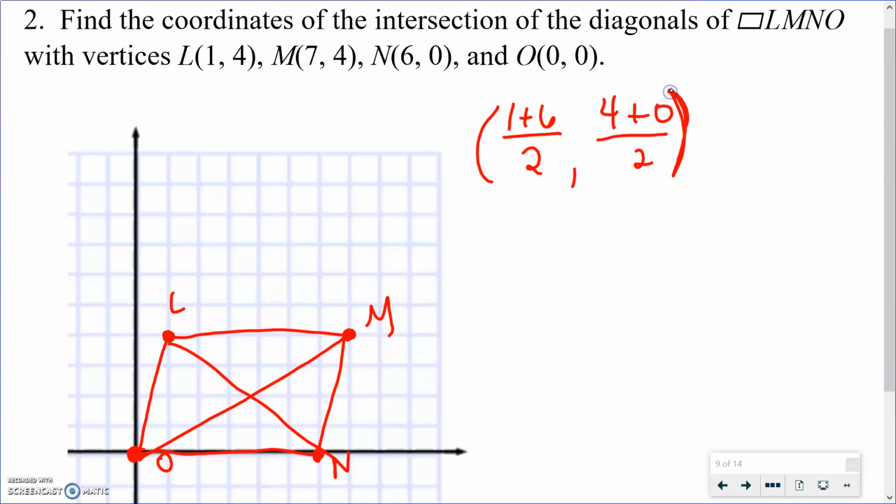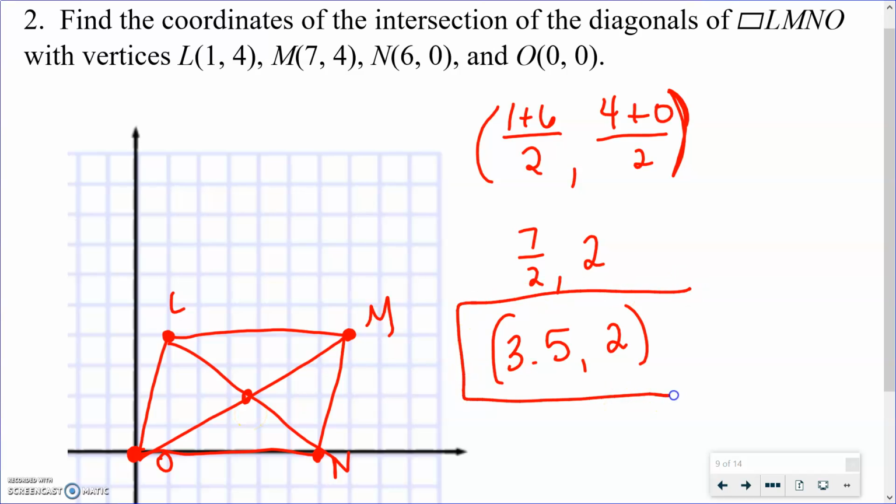So then I have 7 over 2, and then 4 over 2, which is 2, and I'm going to turn it into a decimal here just because I want it to reflect that this point is about at 3.5, 2. So that would be the midpoint there. And so we know that this is where the two diagonals bisect, the midpoint. And if you found the midpoint of MO, you should get the same answer.